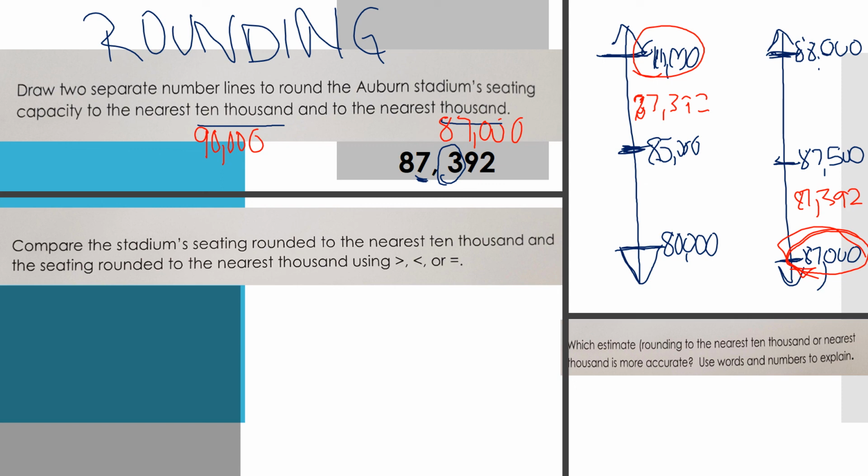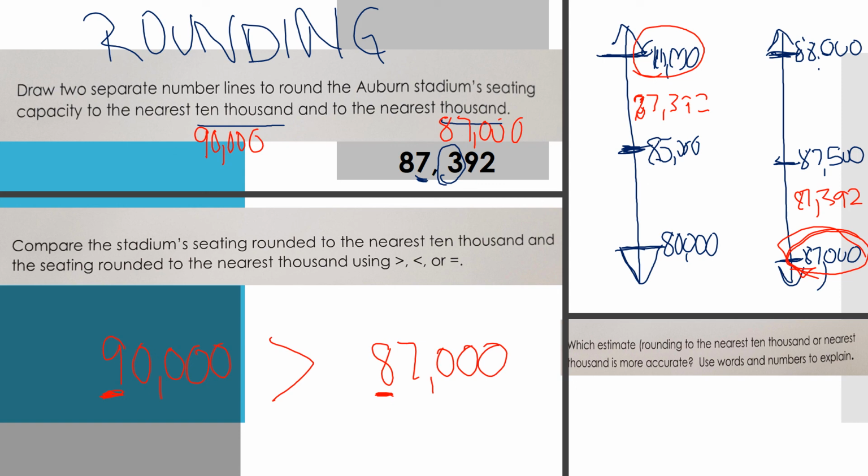All right, now when I'm comparing the stadium seating rounded to the nearest 10,000 and the seating rounded to the nearest 1,000, I can compare those two numbers. So if I were to compare them, I would write 90,000 and 87,000. And I look at my 10,000s place. I have 9 10,000s or I have 8 10,000s. And I know that 9 10,000s is greater than 8 10,000s. Underline your digits that you're comparing, and that way we can see how you came to that answer.